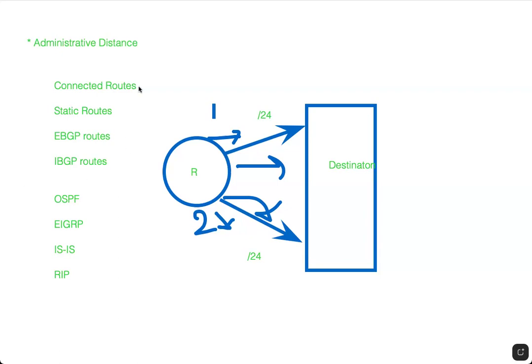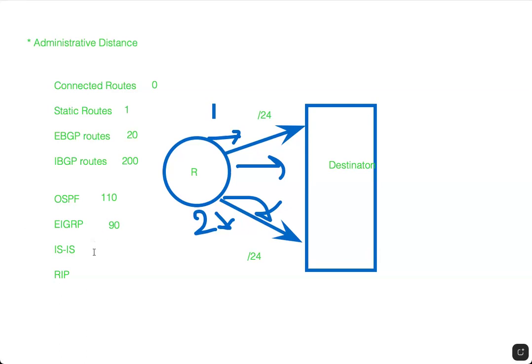So the connected route's AD value is 0. The static route's AD value is 1. EBGP AD value is 20. IBGP AD value is 200. OSPF value is 110. EIGRP is 90. Okay, and then ISIS value is 115.